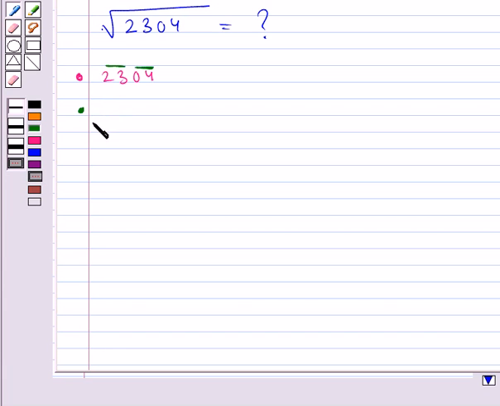Then in the next step, we find the largest number whose square is less than or equal to the number under the extreme left bar, that is 23. We have 23 is less than 5 square and it is greater than 4 square. Then we take this number, 4 in this case, as the divisor and the quotient with the number under the extreme left bar, that is 23, as the dividend, and we divide them.